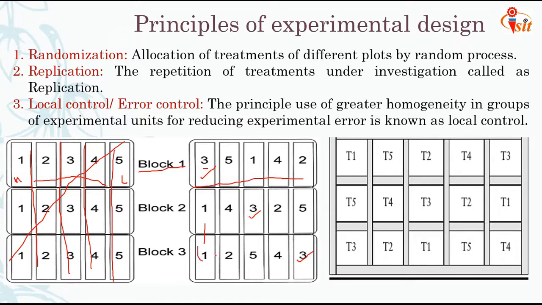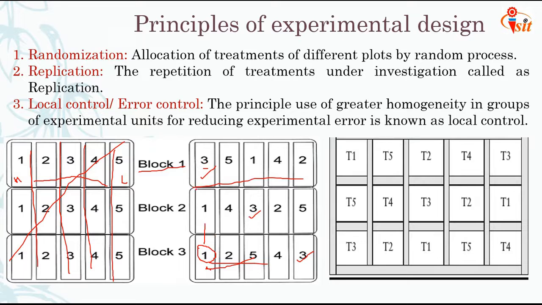फक्त केअर अशी घ्यायची की 2 सेम व्हरायटीज एका जवळ एक येऊ नये. तर या ठिकाणी हे एक जे आलेले आहे ते आपण या ठिकाणी टाकू शकलो असतो, 5 या ठिकाणी सुद्धा टाकू शकलो असतो. म्हणजे रॅन्डमली काय केले जातं, अलोकेशन ऑफ ट्रीटमेंट टू द डिफरंट प्लॉट्स बाय रॅन्डम प्रोसेस, जे अलोकेशन केलं जातं त्याला आपण रॅन्डमायझेशन म्हणतो. त्यानंतर आहे रिप्लिकेशन. The repetition of the treatments under investigation is called as replication.